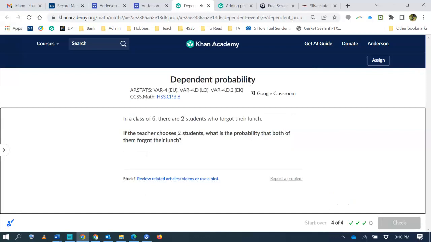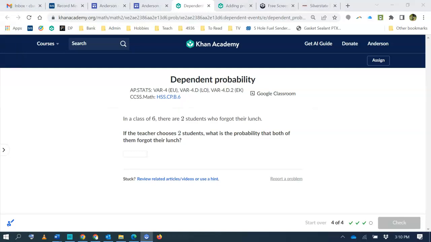In a class of 6, there are 2 students who forgot their lunch. If a teacher chooses 2 students, what is the probability that both of them forgot their lunch? Like the first 2 questions, we are trying to get the ones that forgot their lunch. The first chance we have is 2 out of 6. 2 kids forgot their lunch out of 6.